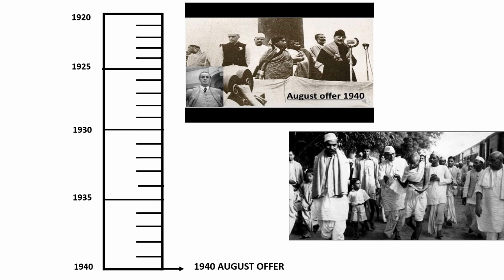1940 August Offer. The August Offer was an offer made by Viceroy Linlithgow in 1940, promising the expansion of the Indian Council of the Viceroy of India to include more Indians, the establishment of an advisory war council, giving full weight to minority opinion, and the recognition of India's right to frame their own constitution after the end of the war.